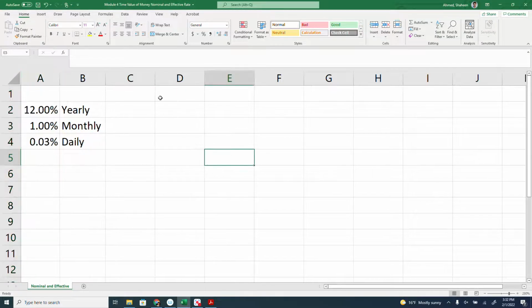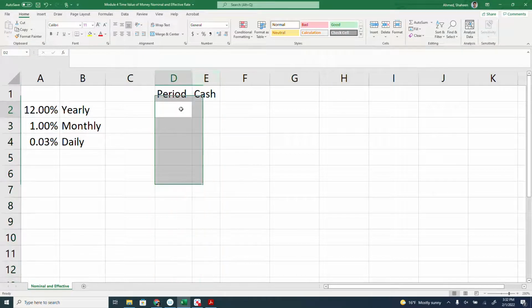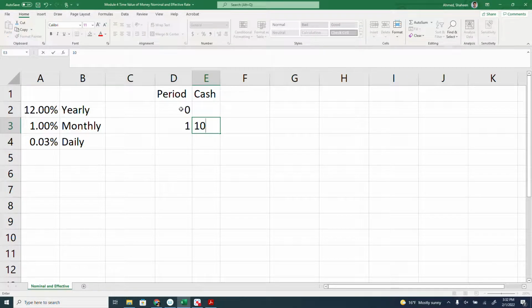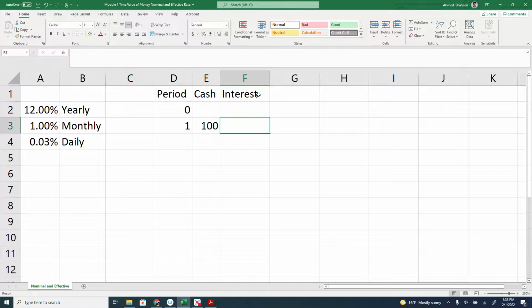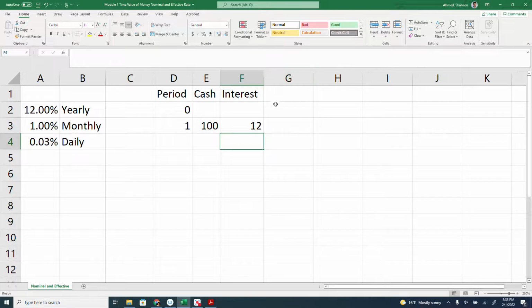So let's say, for example, a 12% yearly rate, and you only pay at the end of the year, just one time. So let's say period year 0 to the end of 1 year. The cash flow is, say for example, you take a $100 loan. If you want to calculate the interest, they're not going to charge anything immediately when you take the loan. So it's going to be at the end of the period: 12, which is 100 times 12%. So it's $12 interest.